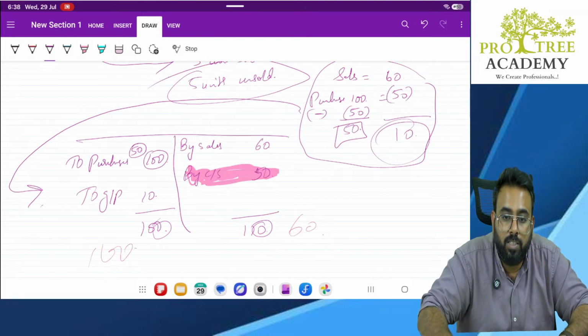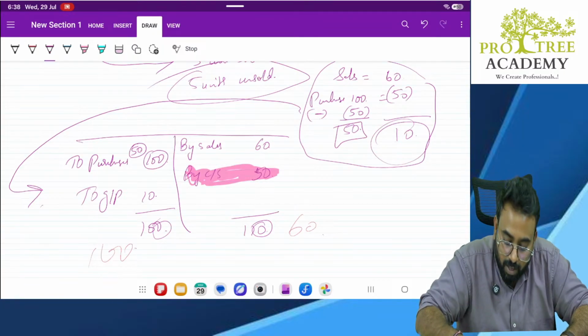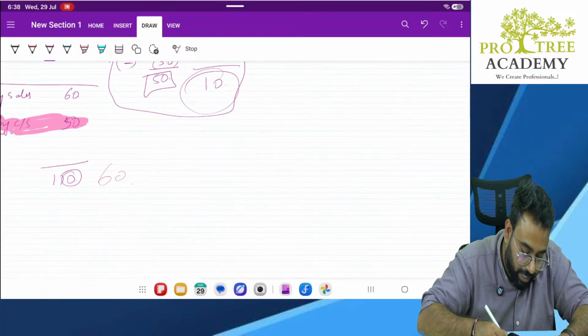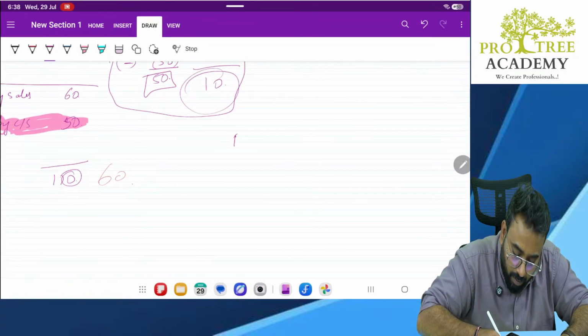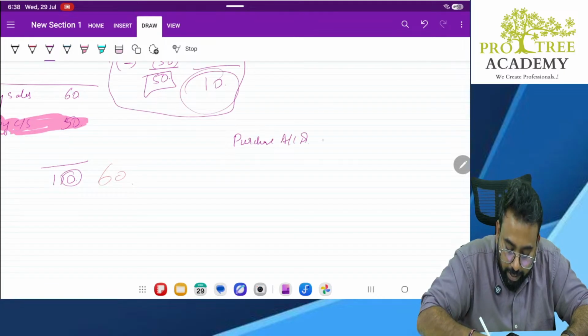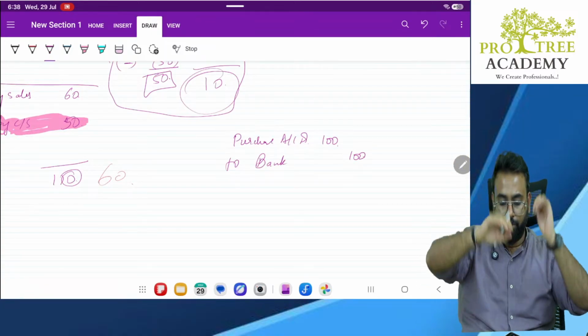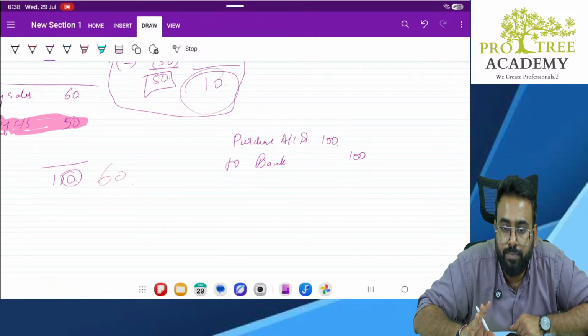Now, how do you record the stock? That is the next question. Now, this is where your journal entry will come into the picture. Understand. When you purchase, what is the entry you make? Purchase account debit 100 to bank account 100. This is the entry you made when you purchase the 10 items, right? Purchase account debit to bank account.